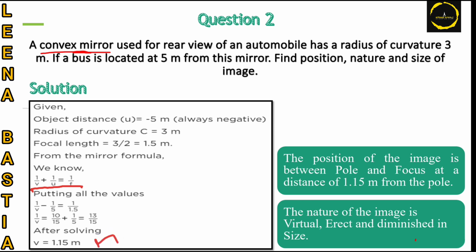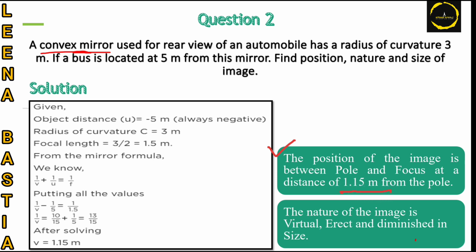Now this calculation you have to do, children. Do it and just check whether you are getting the same value or not. Now just see on the right hand side, the first answer, that is the position. The position of the image is between pole and focus at a distance of 1.5 from the pole. From the pole means it is again a convex mirror. The image is always behind the mirror. You can also write this as 1.5 meter behind the mirror.